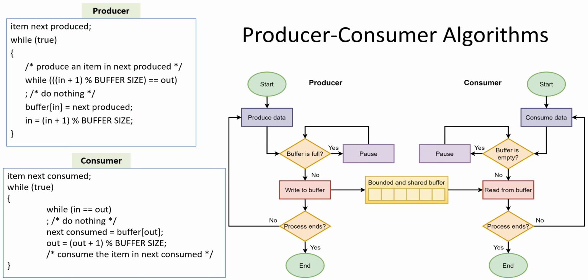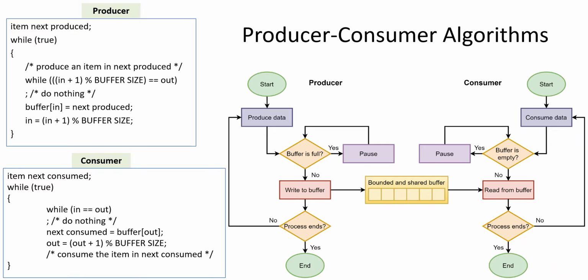Now let us look at the simple producer-consumer algorithm shown on this slide. First we have the producer. The producer continuously produces an item, then it checks whether the buffer is full. The condition shown is (in + 1) modulo buffer size equal to out. If this condition is true, the buffer is full. So the producer waits until space becomes available. The producer places the item into buffer[in]. Then the value of in is updated. It moves to the next buffer position using the modulo operation.